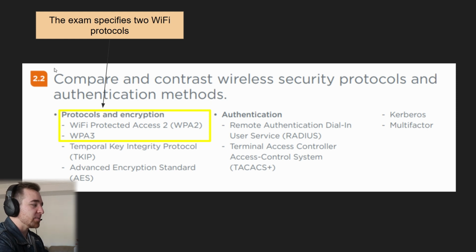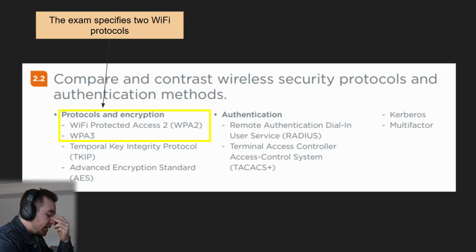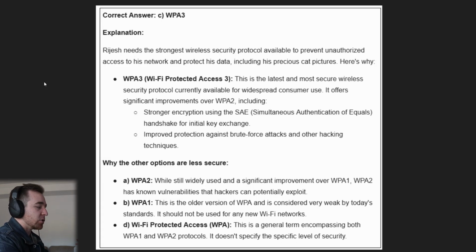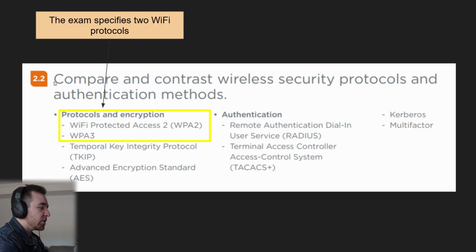So think about what those words mean. Compare and contrast. So if you're comparing something, you're going to need to understand the features of it, and you're going to need to be able to say, this is one of those things, this is the other one of those things, here's the features of each, and here's how they're different from one another. So in this particular situation with Rajesh and his cat pictures, we've essentially been asked to say, all right, here are some different Wi-Fi standards. We need to be able to compare them and say which one is the most secure. We're comparing their level of security in this particular instance. So that's what you're going to need to know.